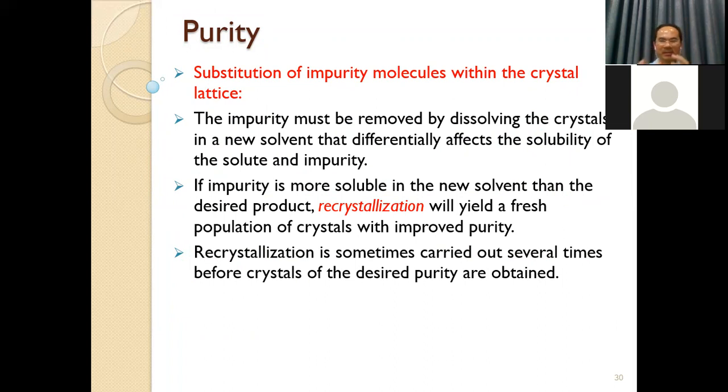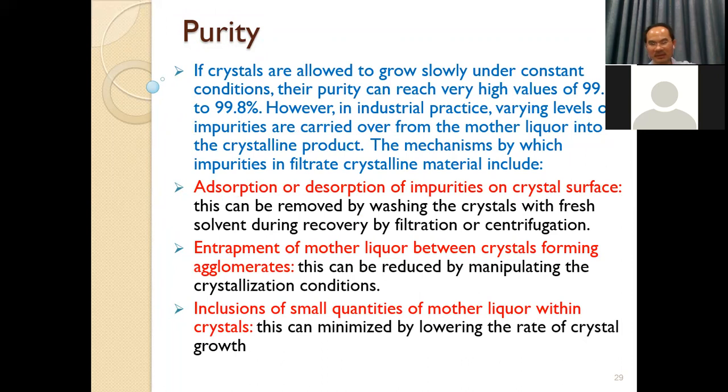That means after you produce the crystal, you can dissolve the crystal in the solution again and crystallize it. This is the technique to purify, because the impurity can be attached on the surface of the crystal, or the mother liquor is trapped between the crystals forming. There are many solutions attached in the agglomeration. Agglomeration means the crystals are mixed together, like stuck together, and sometimes liquid is inside this. You can solve this by reducing the crystallization rate.